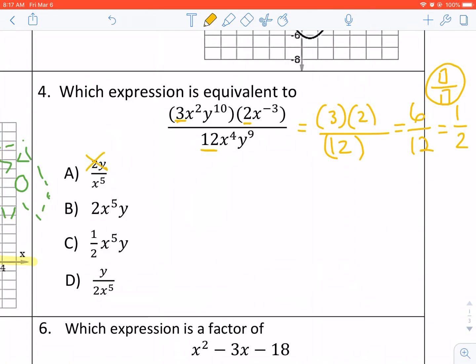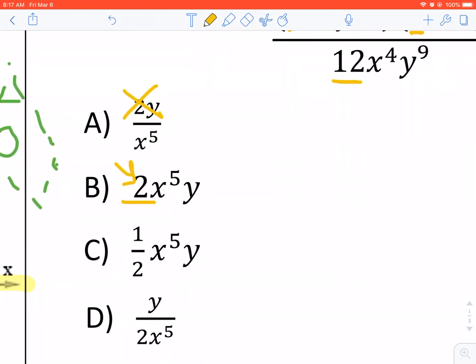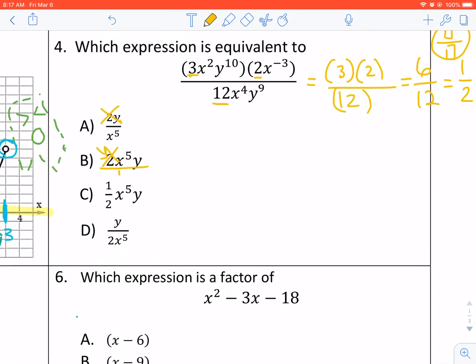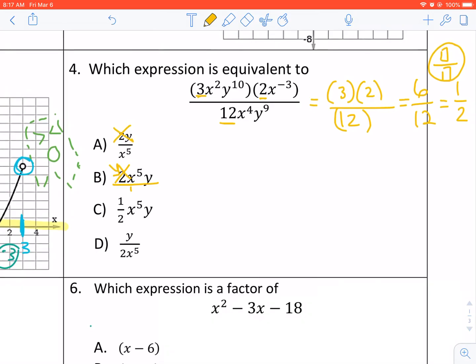A 2 is not on the bottom. What about this one in answer choice B? Well, that's on the top. That's not on the bottom. And some of you might be saying, how do you know it's on the top? There is no fraction. Well, you can always make something a fraction by putting a 1 under it. So is that going to be a 2 on the bottom? No, absolutely not. Is this going to be a 2 on the bottom? Yes, and a 2 on the bottom.